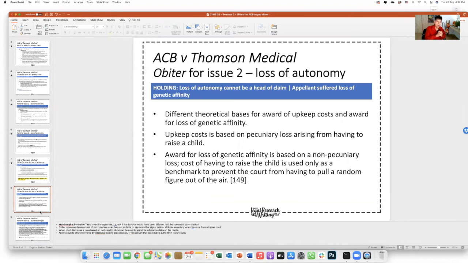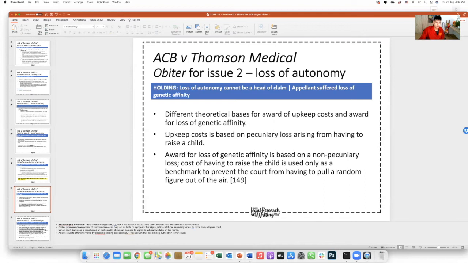Okay, so still on the obiter for issue 2, I think there were also some other discussions that the court delved into relating to the various theoretical basis for awarding losses in the situations of loss of genetic affinity, and so on. Again, all these, I think, very likely obiter because they don't directly answer the question as to whether or not the appellant is eligible for damages in loss of genetic affinity, right? Point 1 just talks about the theoretical basis, not relevant.